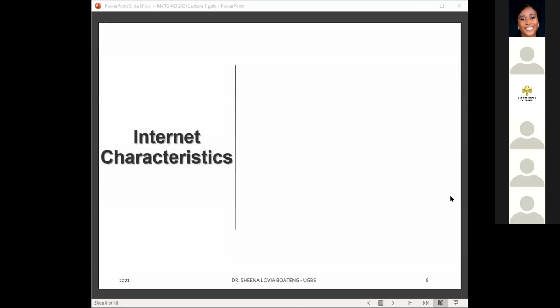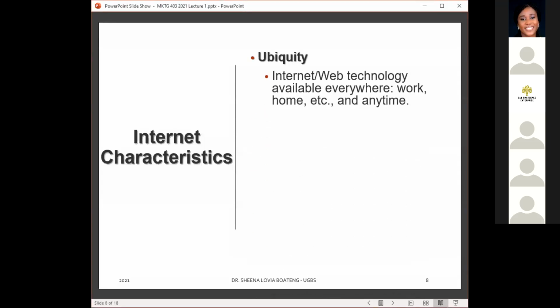So let's look at the unique characteristics of the internet that make it so unique and so important to our cause as e-marketers. The first thing we can talk about is the characteristic of ubiquity.